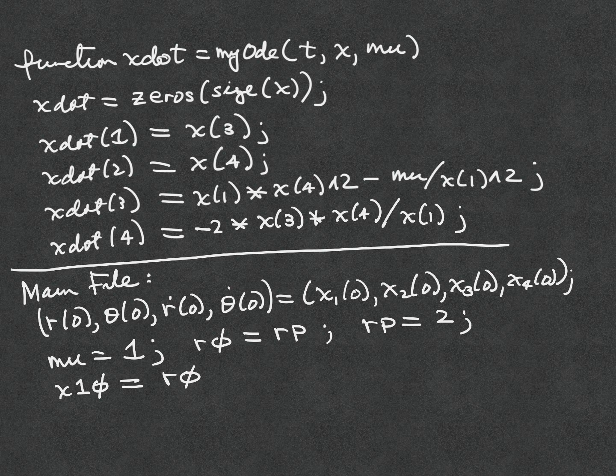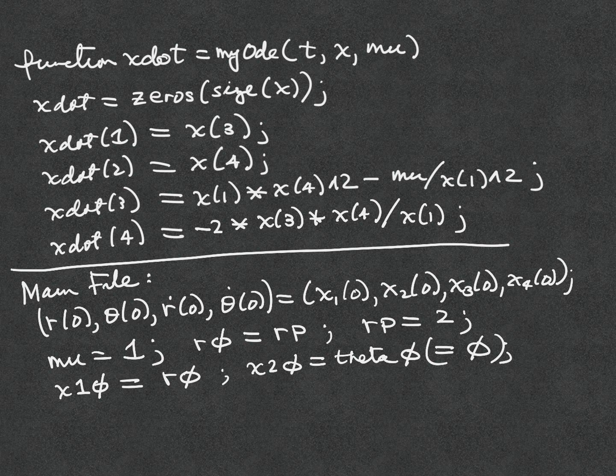Now this is r0, which is equal to rp. x20 is equal to theta 0, and that I'm just going to say is equal to 0. So theta 0 is equal to 0. Somewhere in your code, you also have to have a line that says theta 0 equals 0, because that's what we're going to eventually use.